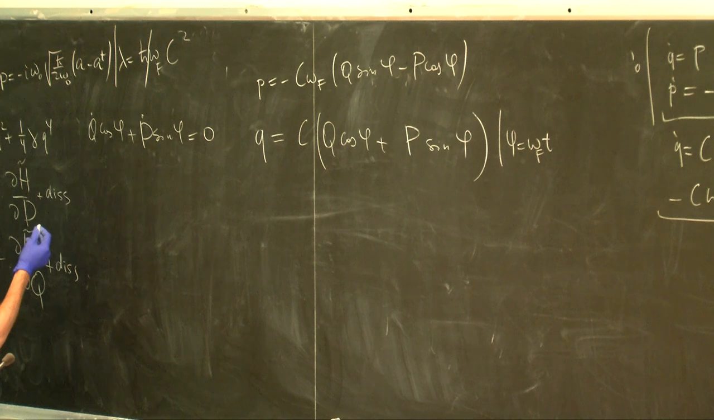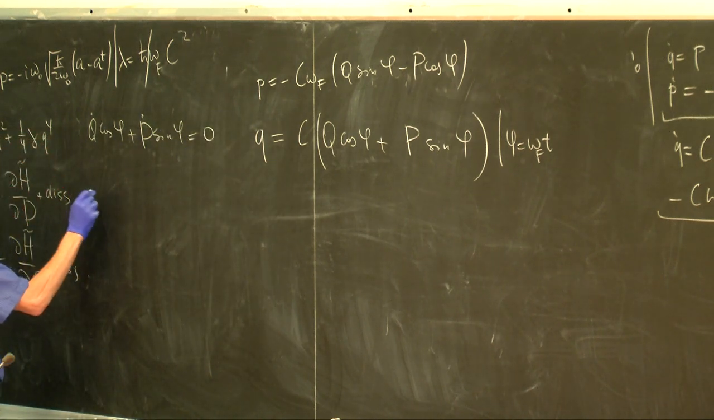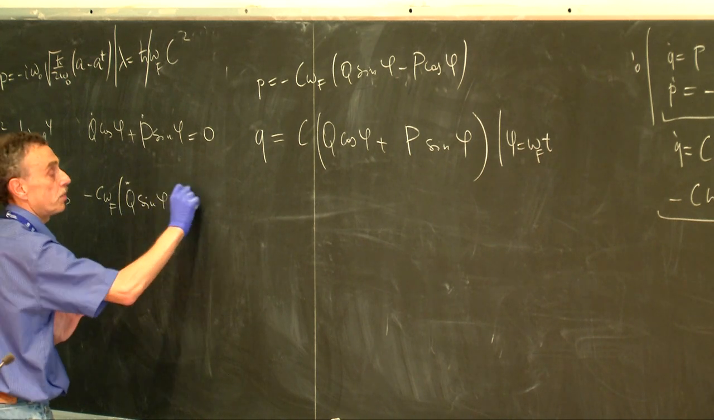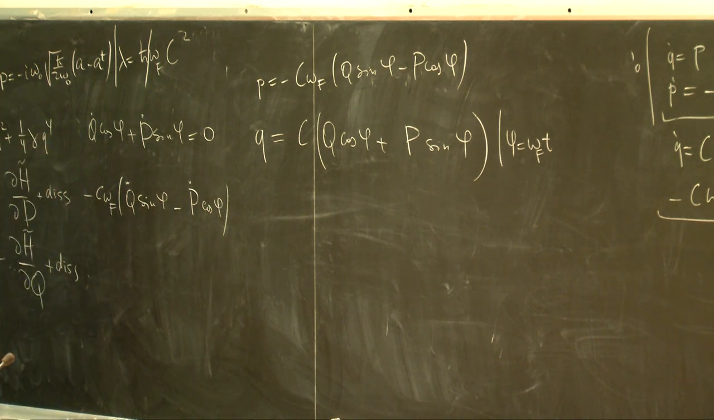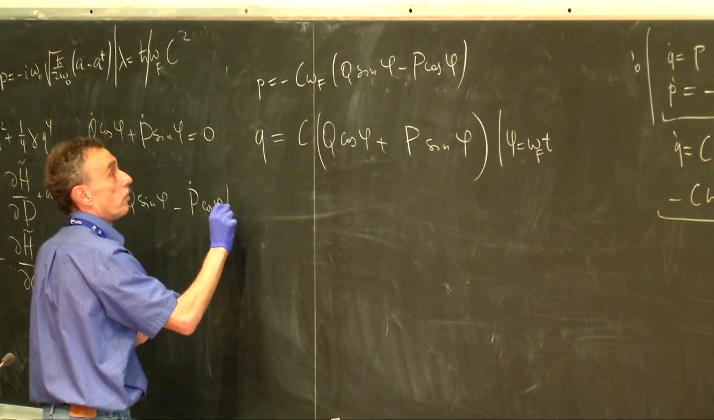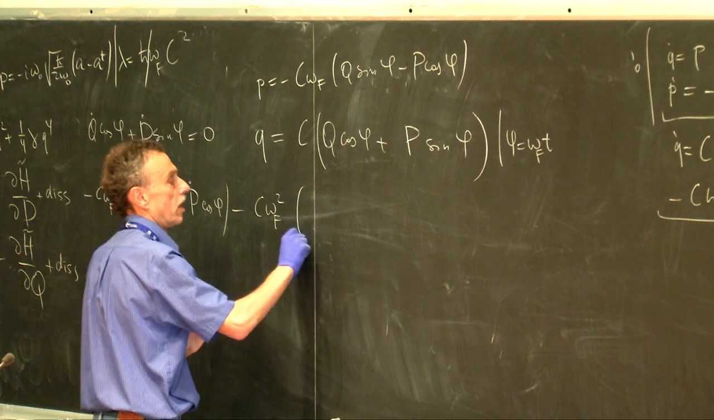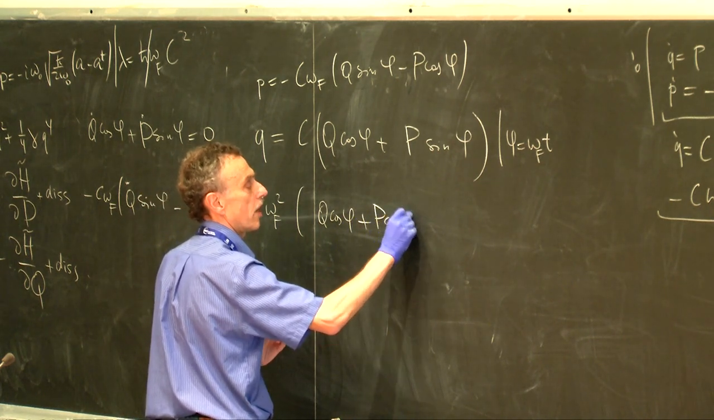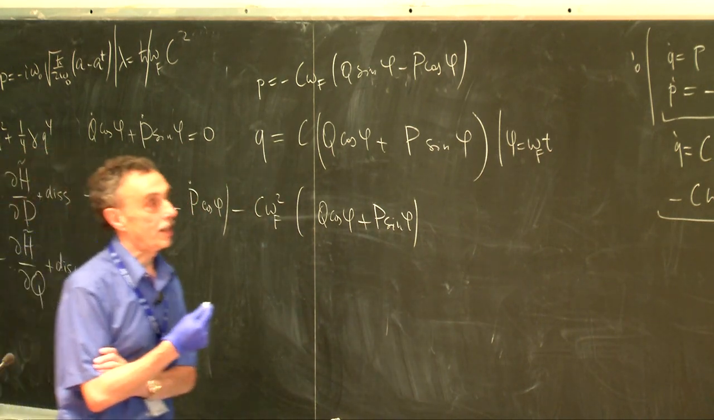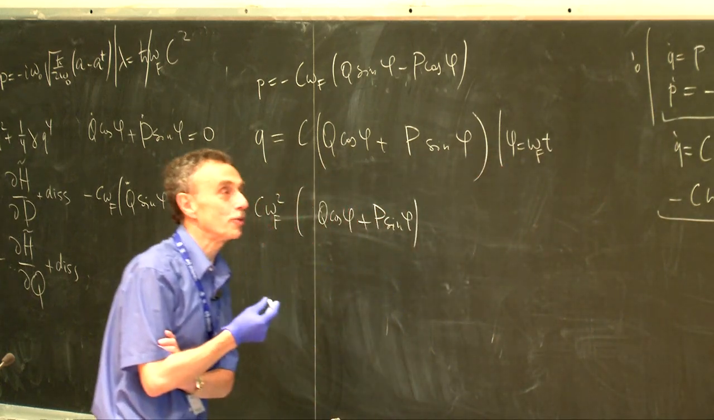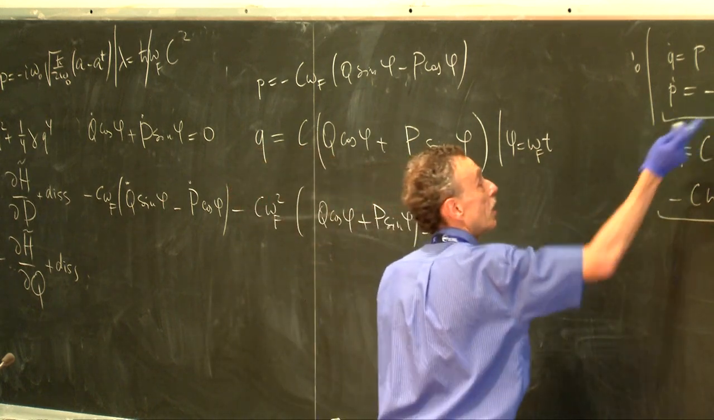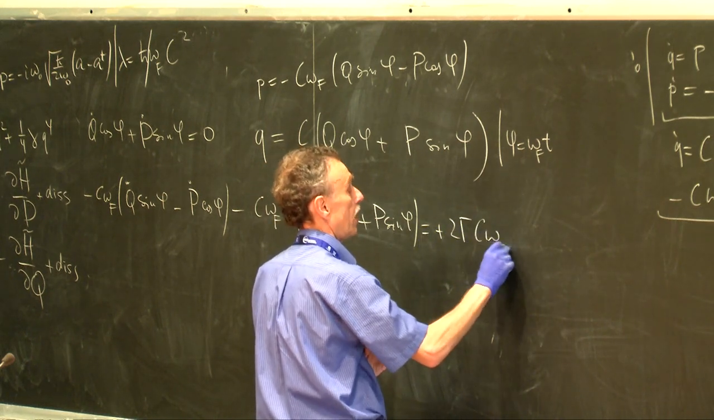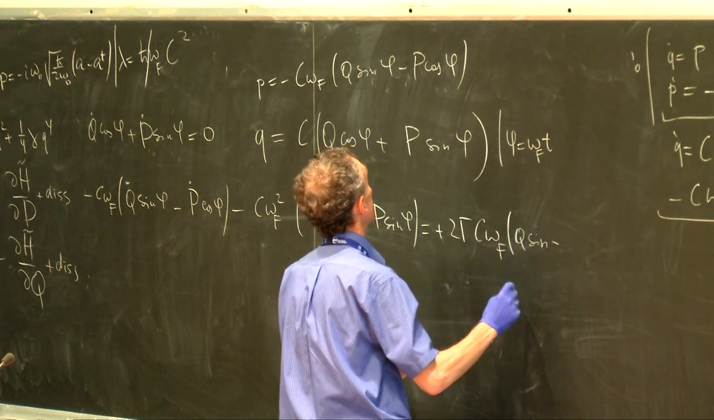But what we will have is I differentiate p dot. I look at the left-hand side. Minus C omega F Q dot sine phi minus P dot cosine phi. This was easy. Now I differentiate phi: minus C omega F squared Q cosine phi plus P sine phi. And this was just this term, right? Well, it's not as bad as it looks, because now this is equal to minus 2 gamma p. I have the expression for phi, so it is plus 2 gamma C omega F Q sine minus P cosine.